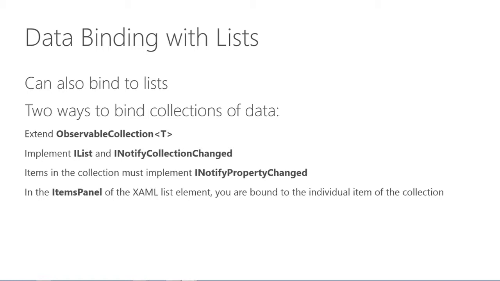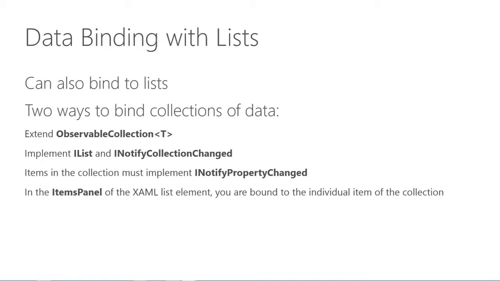Then there are the items within that collection. So the collection itself needs to implement INotifyCollectionChanged, and then the items within the collection have to implement INotifyPropertyChanged. As you can imagine, that's sort of how it bubbles up. In the items panel of an item, you're bound to individual items in the collection. So essentially, it's doing all of that work for you.